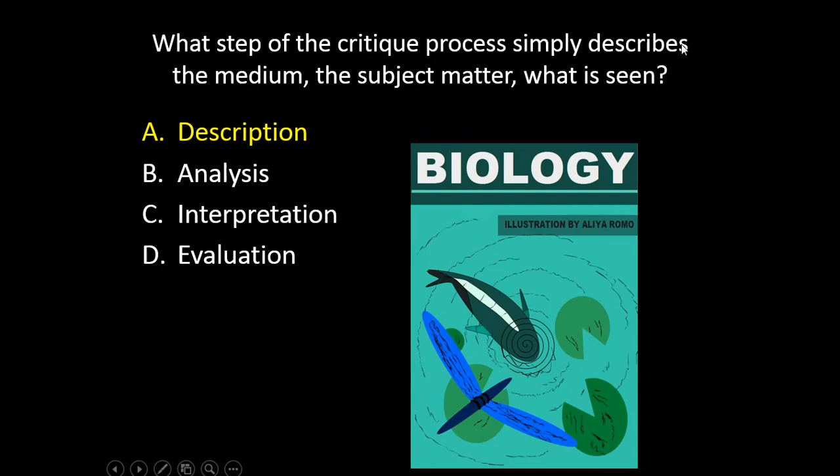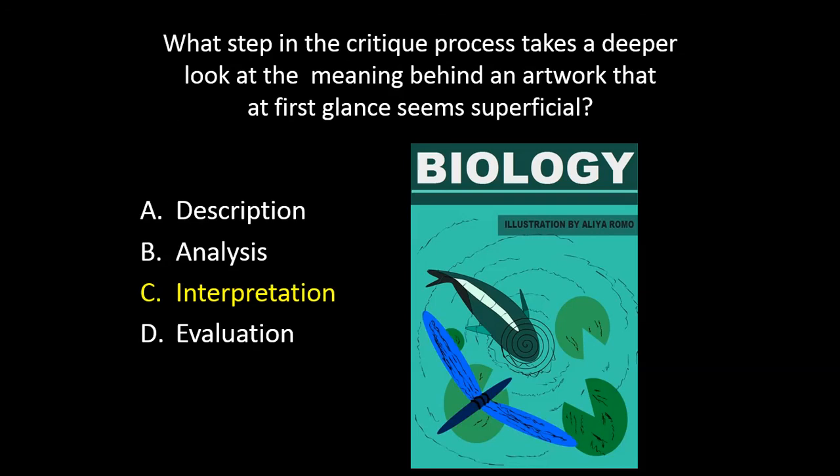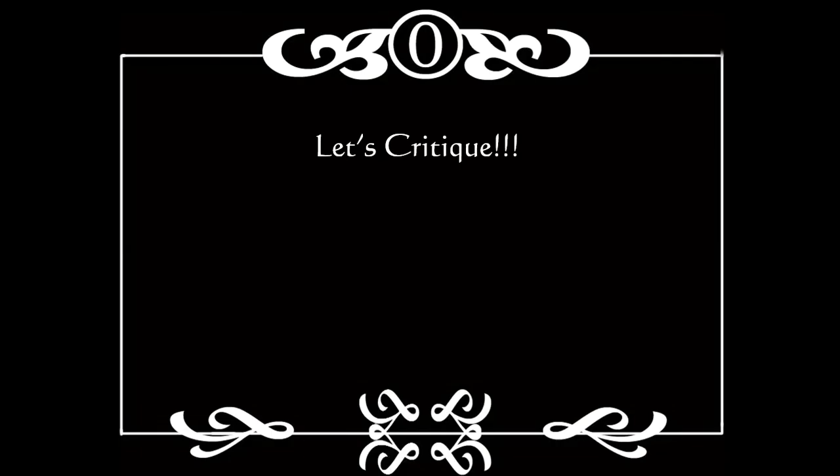What step of the critique process simply describes the medium, the subject matter, and what is seen? That's right, description. What step of the critique process describes the use of line, shape, and pattern in the artwork? That's right, analysis. What step in the critique process takes a deeper look at the meaning behind an artwork that at first glance seems superficial? Interpretation. And what step of the critique process assesses whether the artist successfully used shapes to create an interesting design that would entice students to read what's inside? Evaluation. So let's go ahead and critique.